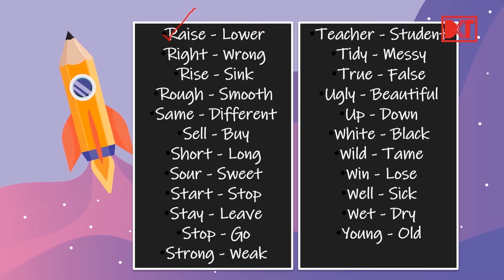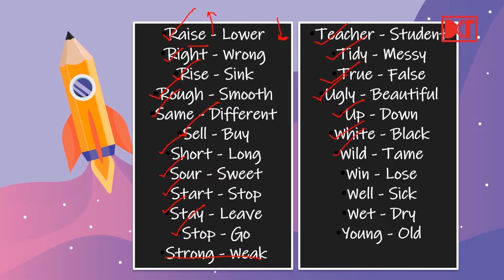Raise and lower. Raise means to make something higher, lower means to make it lower. Right? Increase and decrease. Right and wrong. Rise and sink. Rough and smooth. Same and different. Sell and buy. Short and long. Sour and sweet. Start and stop. Stay and leave. Stop and go. Strong and weak. Teacher and student. Tidy and messy. True and false. Ugly and beautiful. Up and down. White and black.